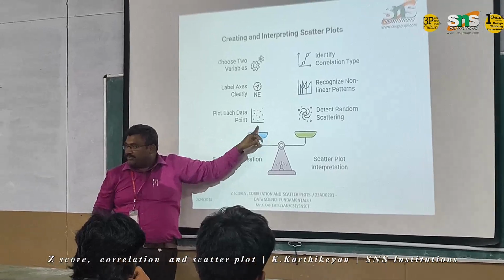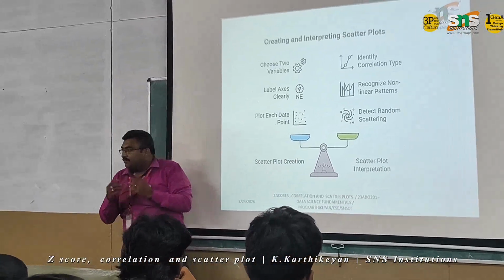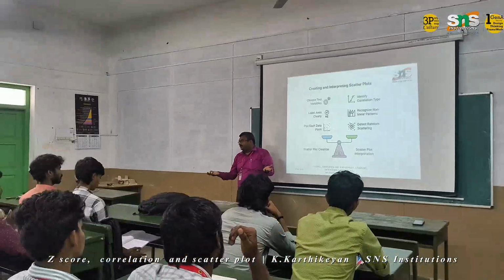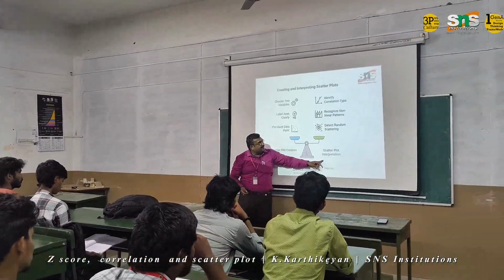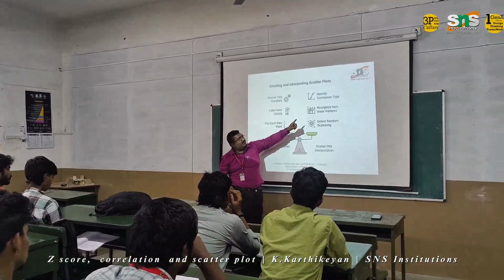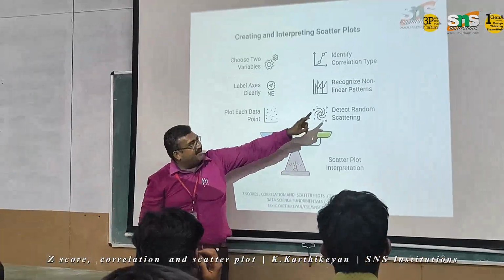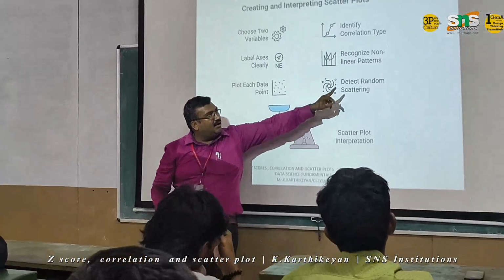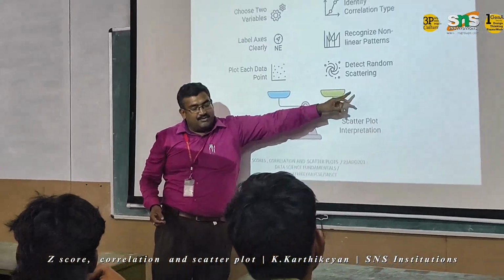This type of process. Suppose I am choosing a bar chart, you can easily find out. For scatter plot interpretation: first identify the correlation type, second recognize non-linear patterns, third detect random scatter in your area.